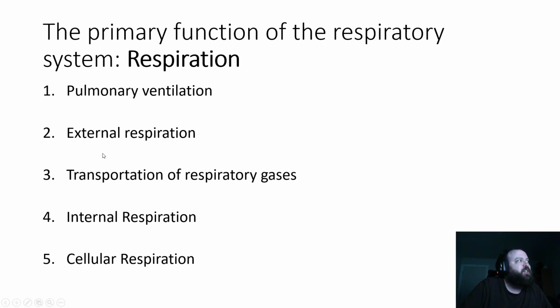Once the oxygen or the carbon dioxide gets into the bloodstream, we have to have transportation of respiratory gases. So this is the movement of oxygen and carbon dioxide through the circulatory system. In other words, oxygen, you want to move it to the tissues of the body so that they can take the oxygen and use it for ATP synthesis, and carbon dioxide can be taken away from the tissues of the body and then sent to hopefully the lungs.